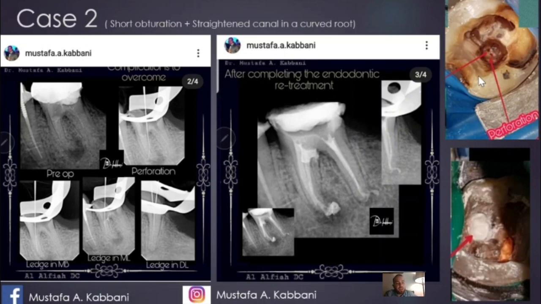So the patient came later for fiber post placement in the distal canal, core buildup, and the crown, and the tooth is saved. She's still eating on it until today. This was almost 2 years ago.